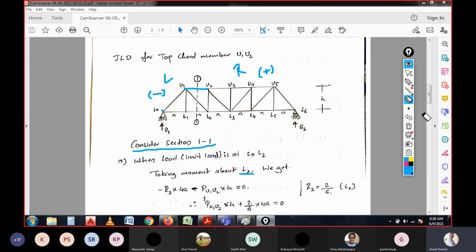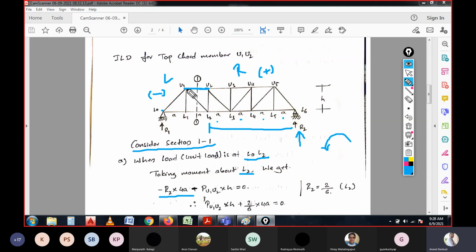Before this I will just erase this. When the unit load is in the span about L2, if you consider the moment, R2 is the reaction at a distance of 4 times a. This is 1, 2, 3 and 4. So R2 into 4, which has an anti-clockwise moment, so I will consider the negative sign. And P U1 U2 is the member.